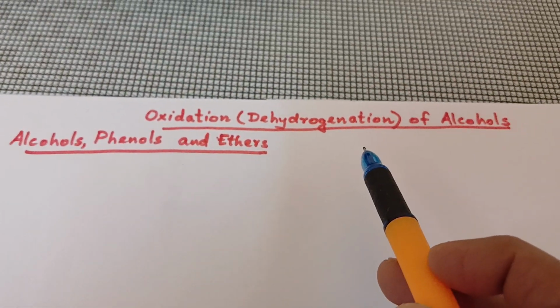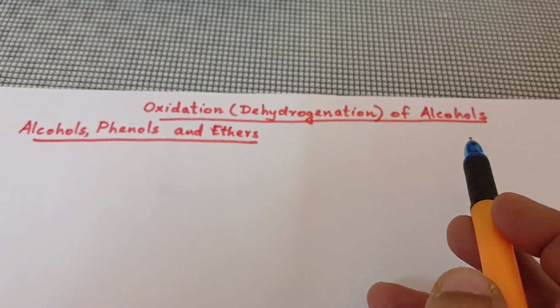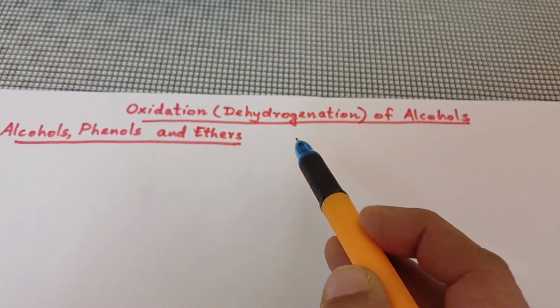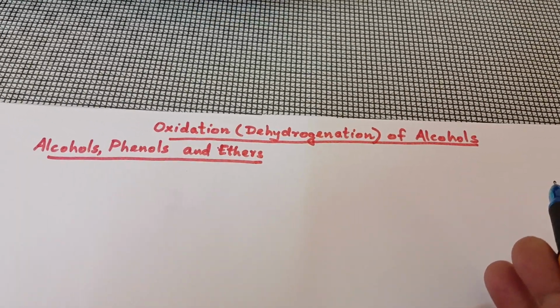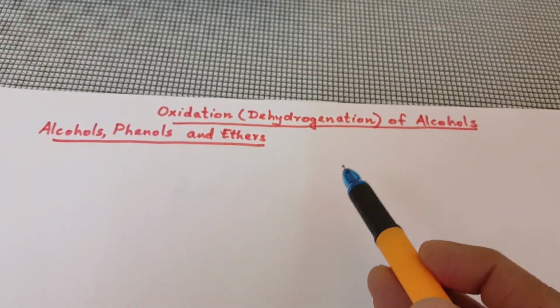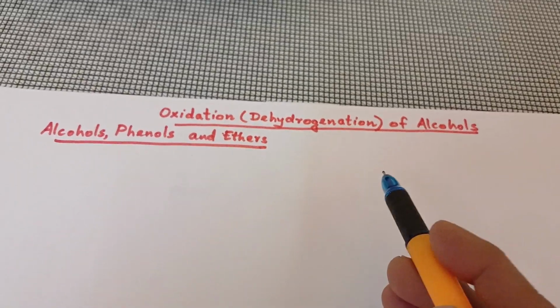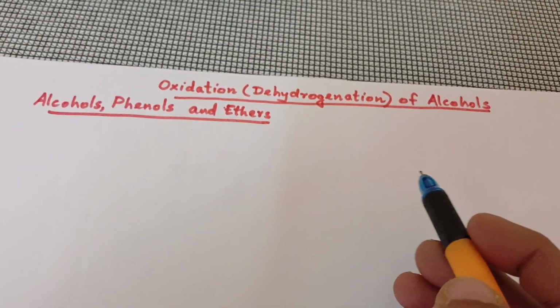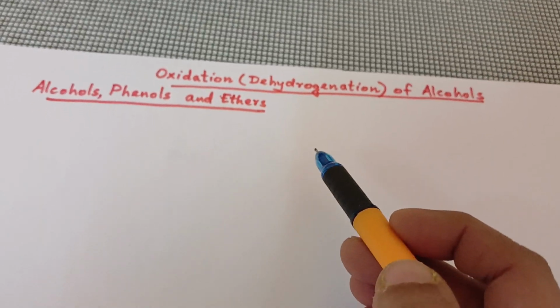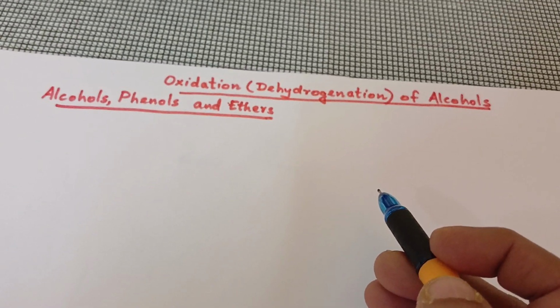Oxidation or dehydrogenation of alcohols. Dehydrogenation means removal of hydrogen, so that is the same as oxidation. Now what happens when an alcohol is dehydrogenated or when it is undergoing oxidation?